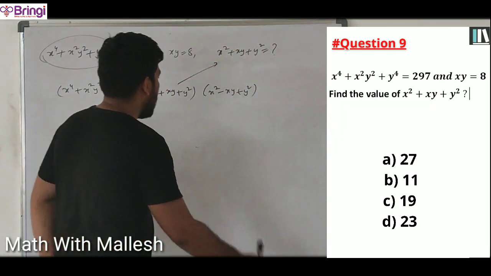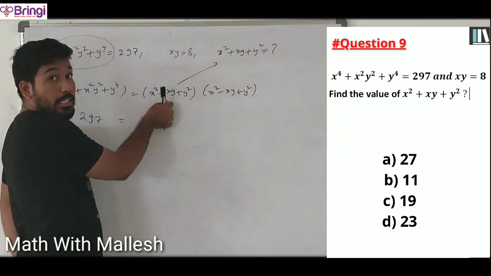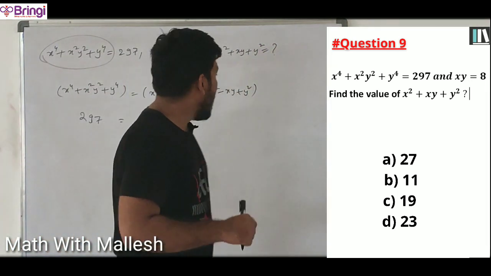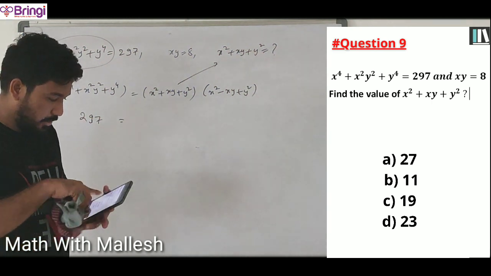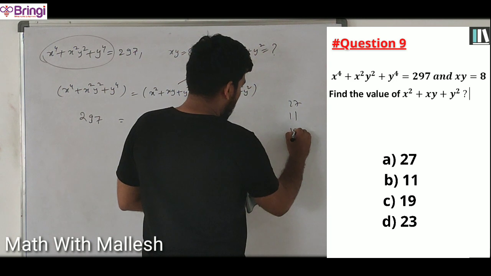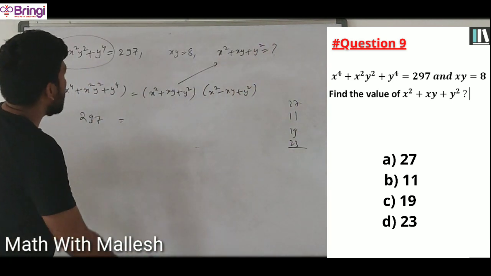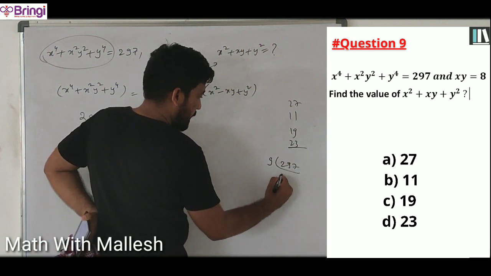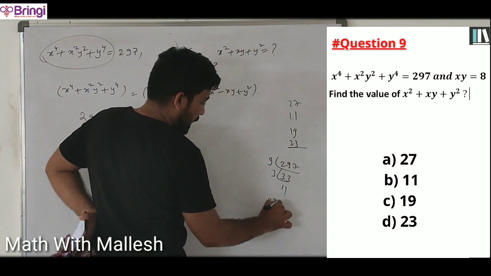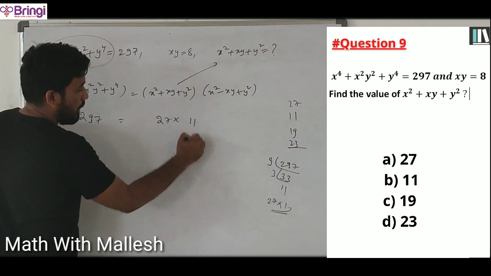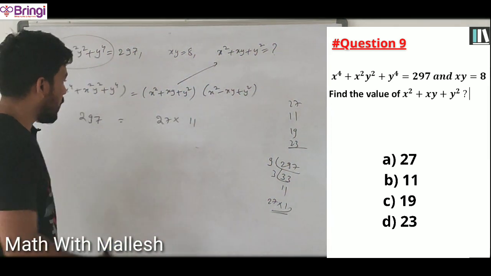Okay? And definitely x square plus y square plus xy will be the larger value, x square plus y square minus xy will be the smaller value. And if you go with the option verification, 27 and 11, 19 and 23. Look at 297, 9 3s are 27, again 3 times 11. So we can write 27 times 11. So you can use 27 here and 11 here. Yes, definitely option A.